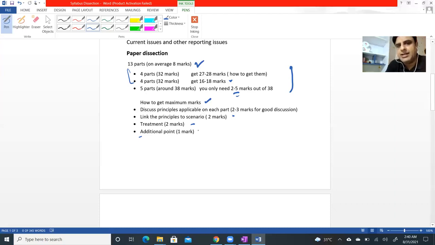And lastly, any additional point, if you see that you have to give some additional information, this makes the rough bifurcation of 8 marks. So if you present the 4 parts in this manner, you will easily get 27 to 28 marks. Got the point?